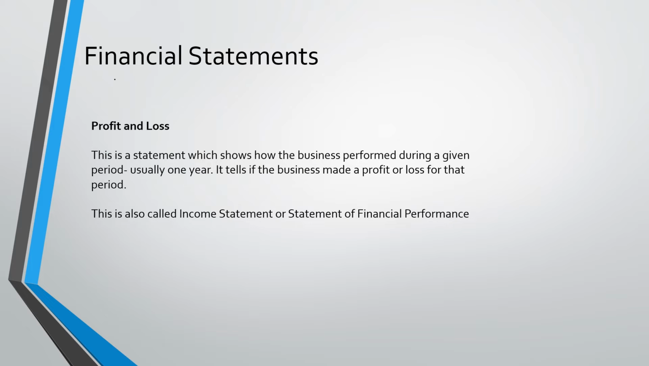Now let's talk about profit and loss statement. This is the statement which shows how business performed during the period given. It could be 1 year, which is normally the period that we report on. It tells whether business made a profit or loss. Because it's reporting performance of the business, it's also called statement of financial performance.